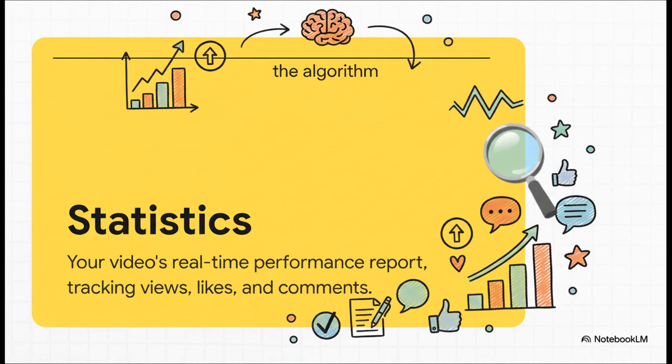And finally, we have statistics. This is your video's real-time report card. The second it goes live, YouTube starts tracking every single view, every like, and every comment. This data is a direct feedback loop from your audience straight to the algorithm.